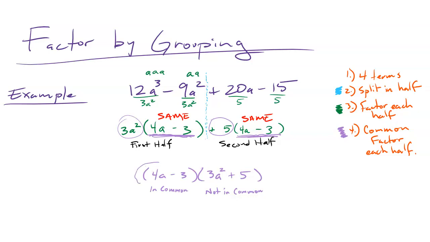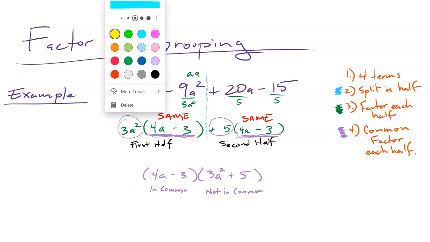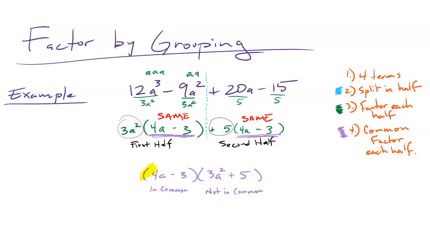And it looks really weird, but we were able to take this big, huge... Actually, I don't like that as much. Let's do a highlighter. I like highlighters better. This big, huge problem, we were able to factor. And now this is written as 2 binomials.